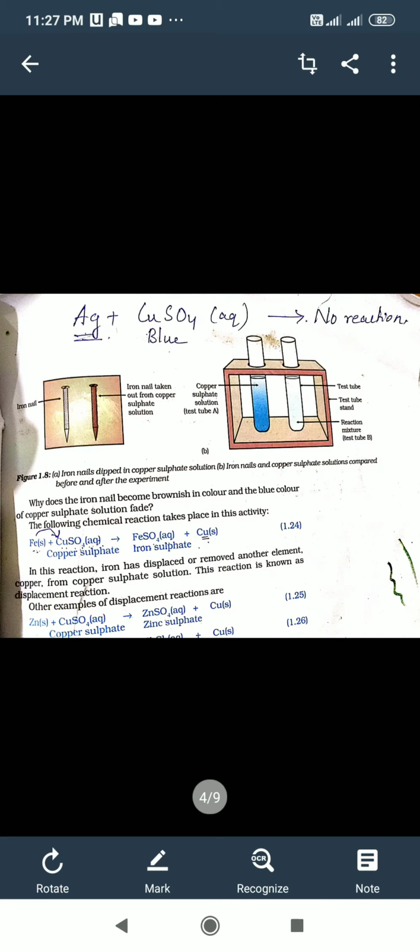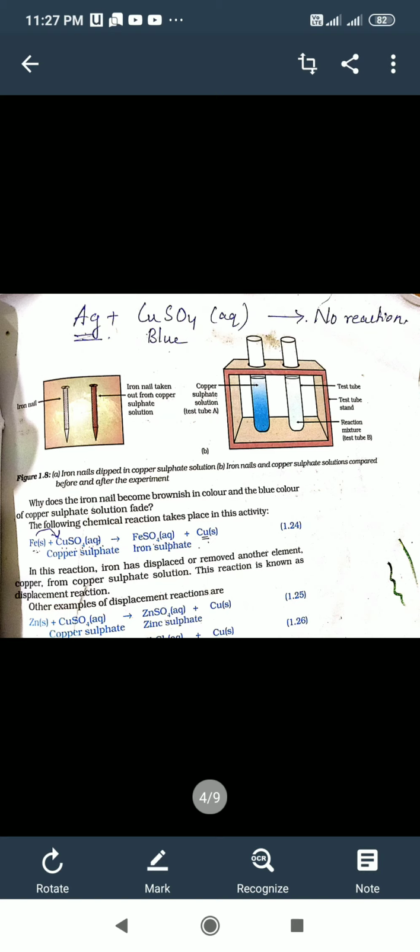What we have to do here is that we take 3 iron nails and clean them. 2 iron nails we dip in copper sulfate solution, which is blue in color. We take 2 test tubes A and B, both containing equal volume of copper sulfate solution. In test tube A we dip these 2 iron nails, and test tube B is kept as such. Also we take an iron nail for reference, that is before the experiment and after the experiment.